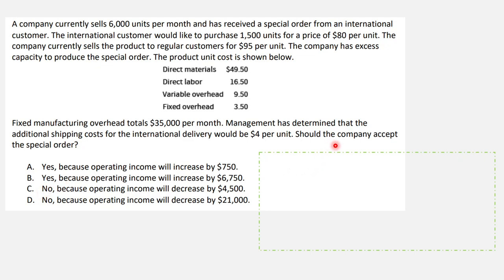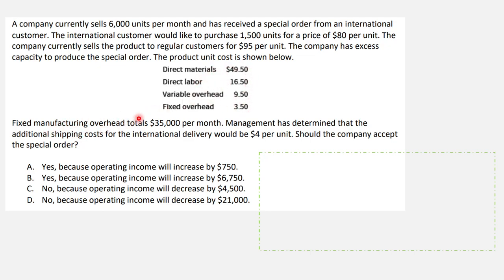Okay, so the question is, should the company accept the special order? Let's answer. A company currently sells 6,000 units per month and has received a special order from an international customer. The international customer would like to purchase 1,500 units for a price of $80 per unit. The company currently sells the product to regular customers for $95 per unit. The company has excess capacity to produce the special order. The product unit cost is shown below.